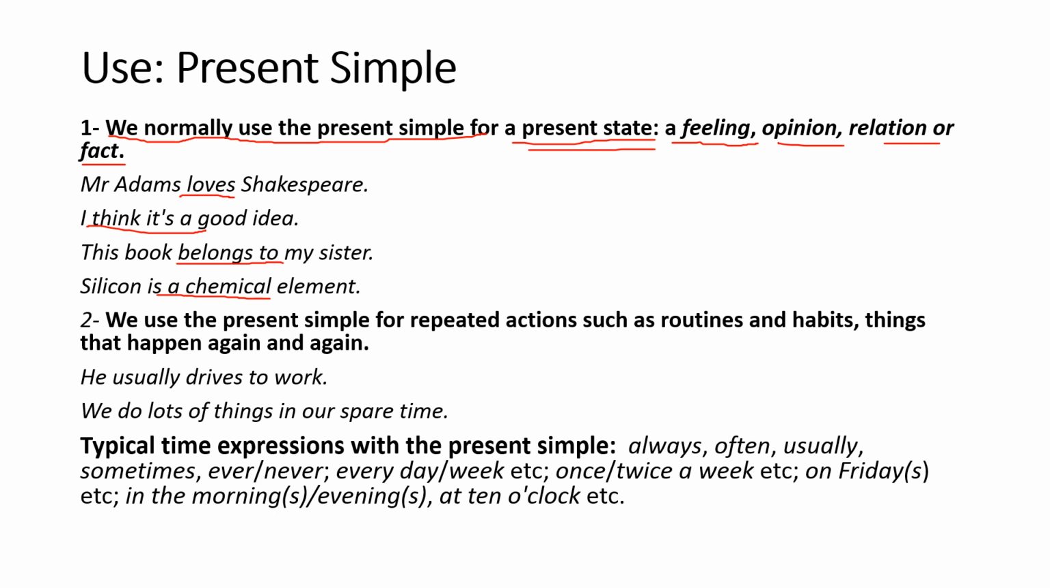The second point, we use the present simple also for repeated actions. What do we mean by repeated actions? We mean routines or habits or things which happen again and again, things which we do every day. Let's have some examples. When we say he usually drives to work, this is a repeated action, something which he does every day. We do lots of things in our spare time. Okay, so we talk about repeated actions which we do in our spare time.